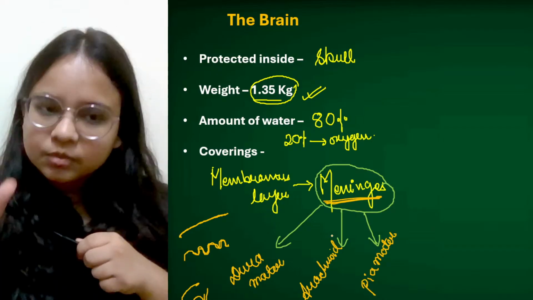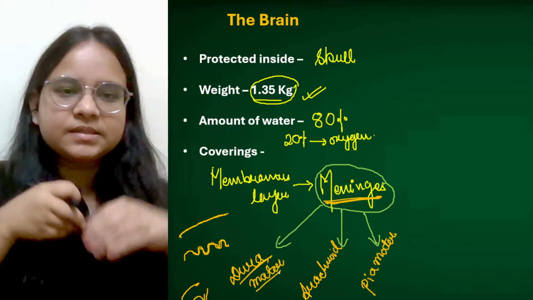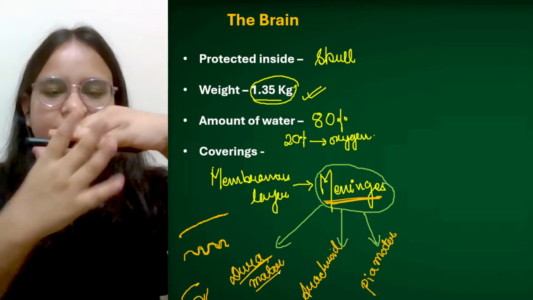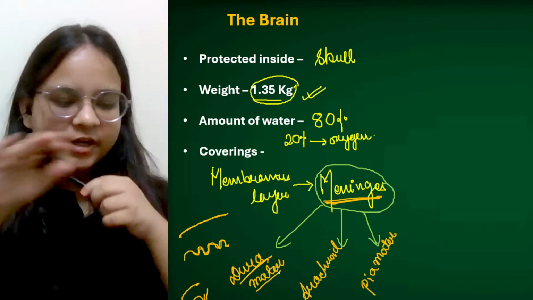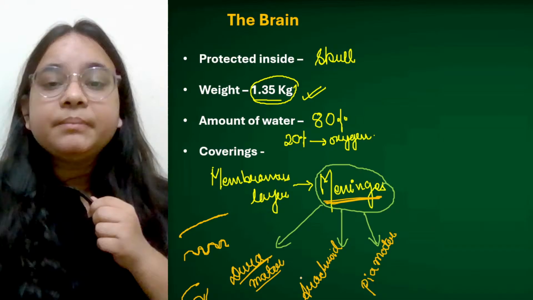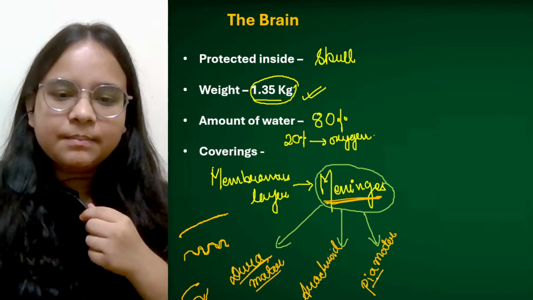The outermost layer is called the dura mater. Suppose this is the outermost, then this is the middle, and this is the inner. Like this, it's a kind of sandwich structure. So the outermost is the dura mater, the middle one is the arachnoid, and the innermost membrane is called the pia mater.